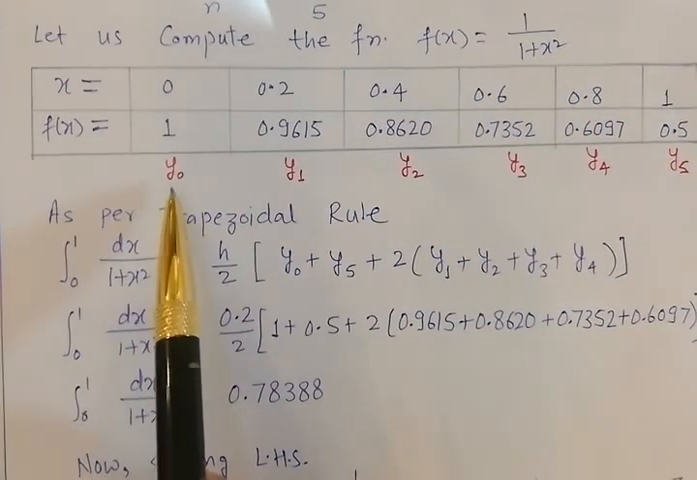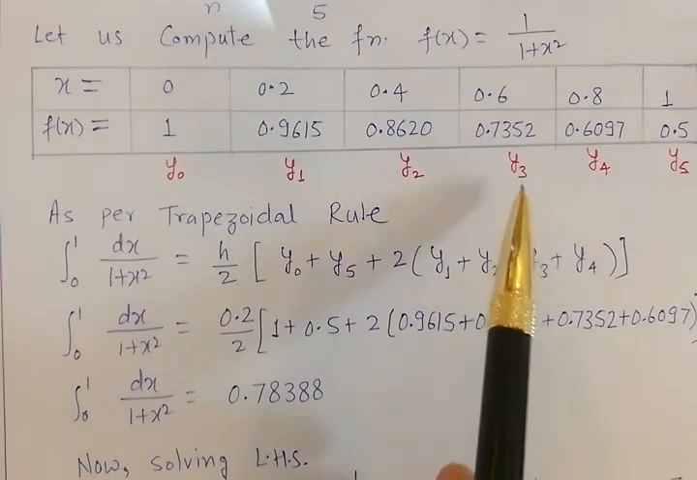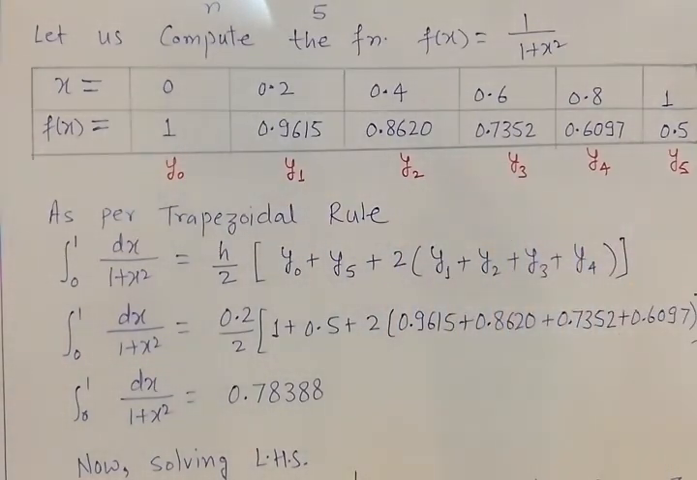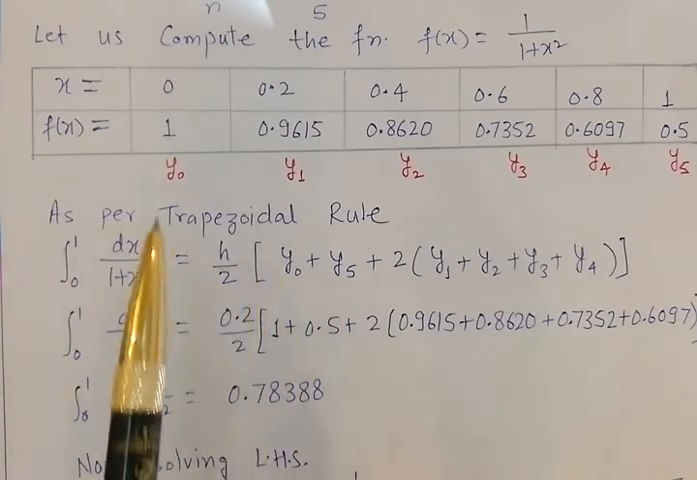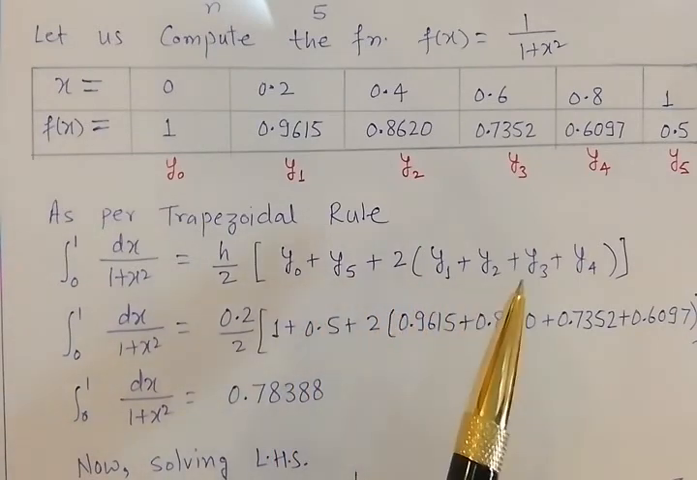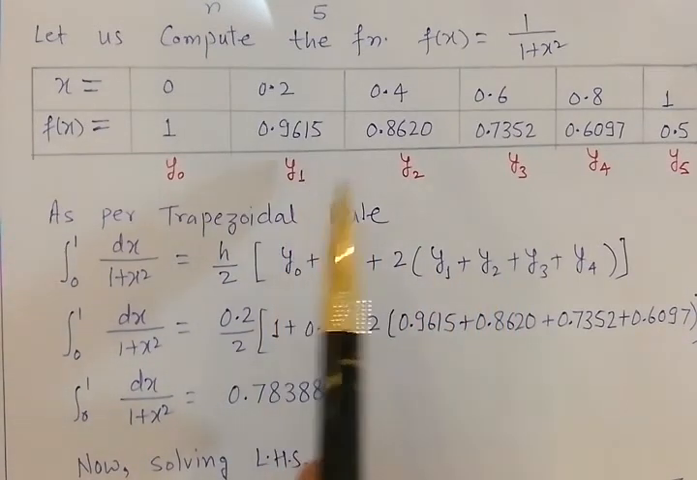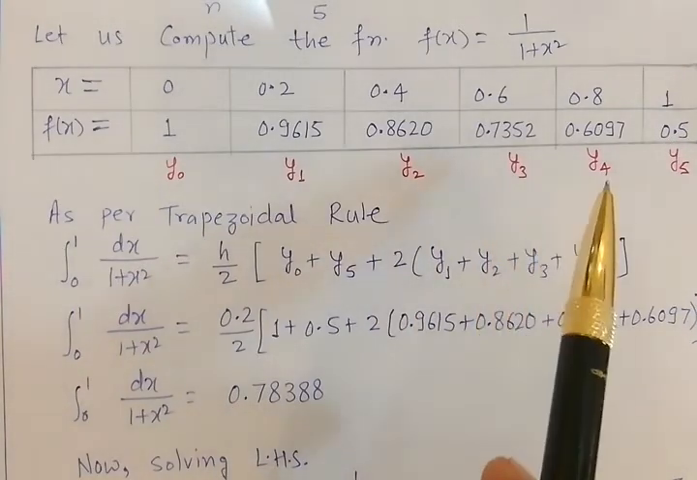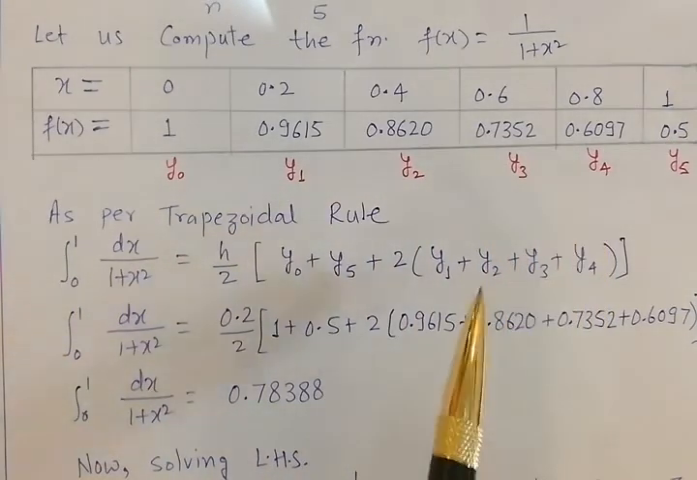Then we denote the values y0, y1, y2, y3, y4 and y5. Then write the trapezoidal rule: h by 2 times first plus last. What is the first? y0, and what is the last? y5. Plus 2 times the remaining ordinates. What are the remaining ordinates? y1 plus y2 plus y3 plus y4. So the trapezoidal rule is written out.